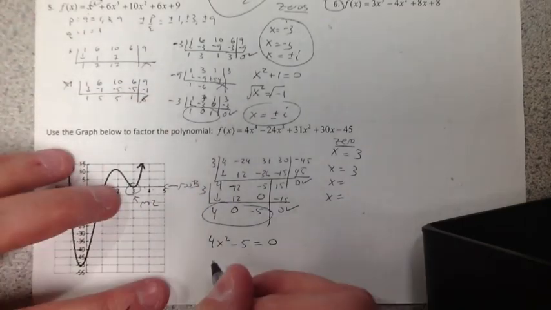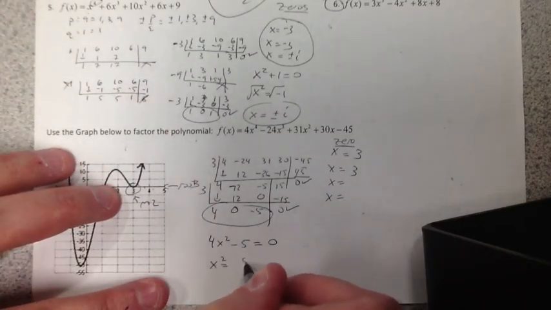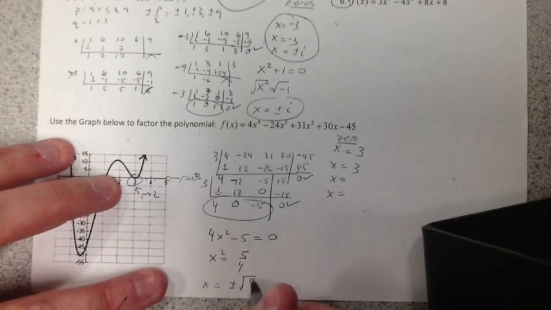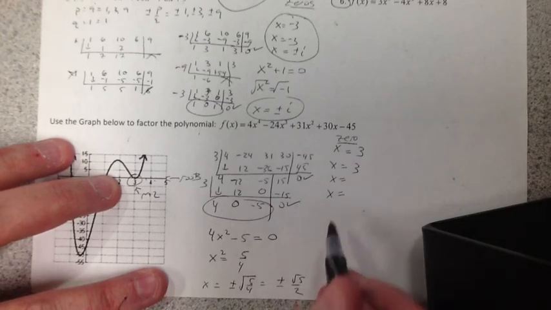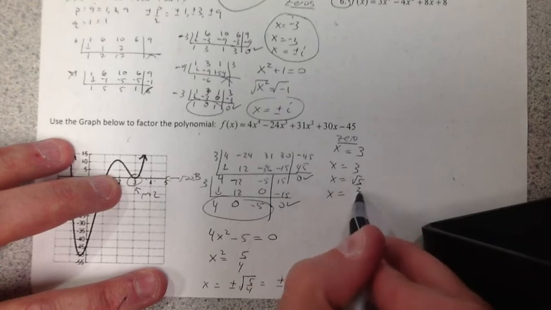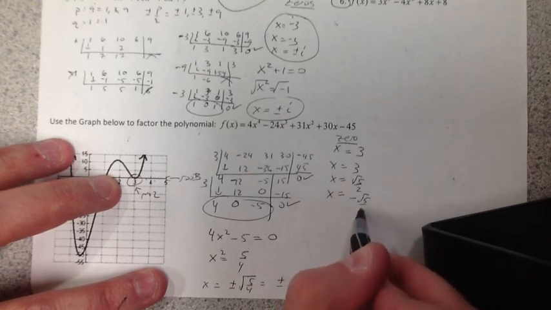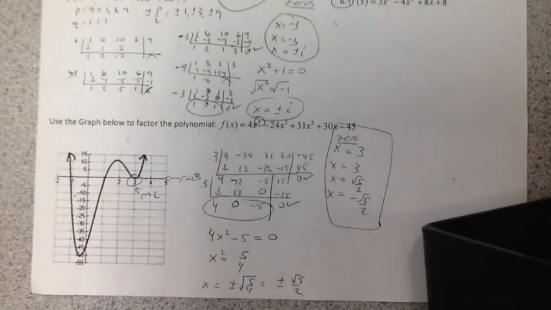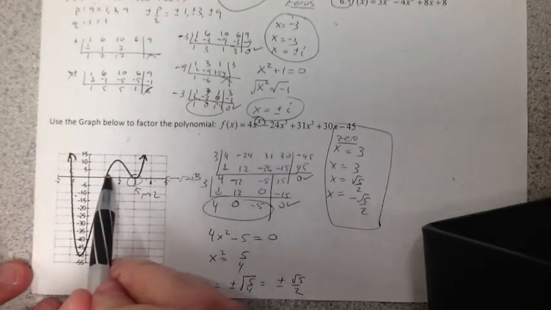And this I know how to solve. x squared equals 5 over 4. When you take the square root, you get plus or minus the square root of 5 over 4, and you can reduce that to plus or minus root 5 over 2. And those are your remaining: square root of 5 over 2, negative square root of 5 over 2. And those are your 4 zeros, which is what we expected to find. And you count them: 1, 2, 3, 4.